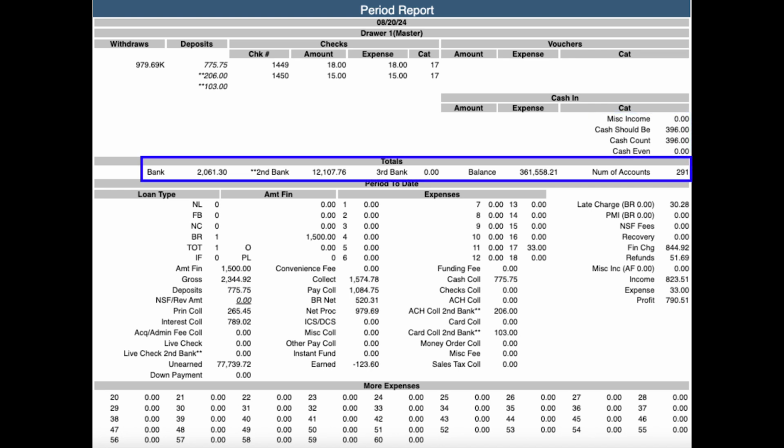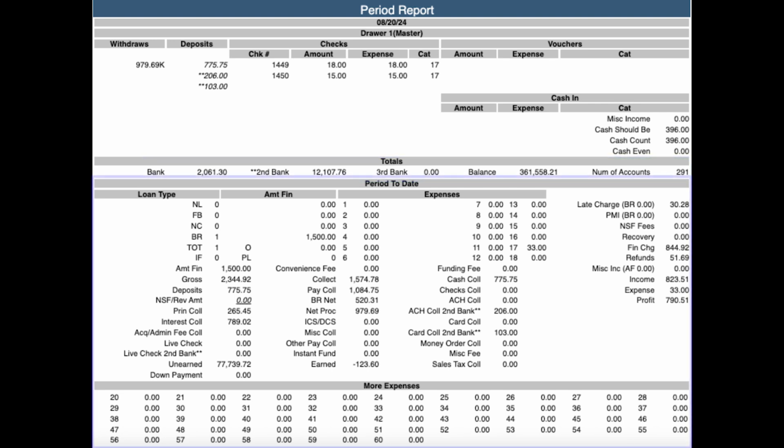Totals. Bank: primary bank account. Second bank: second bank for centralized debit card payments. Third bank: third bank for email renewals of instant funding. Balance: total amount of outstanding loans, does not include fees. Number of accounts: number of open loan accounts.